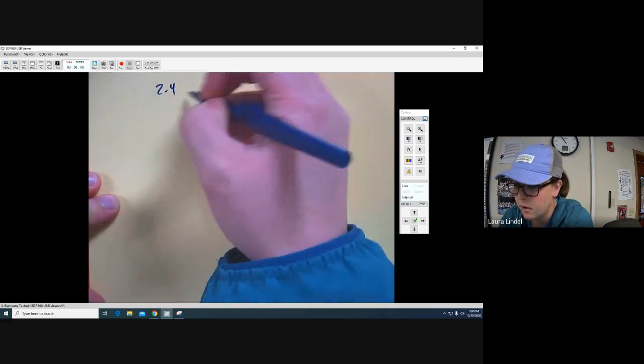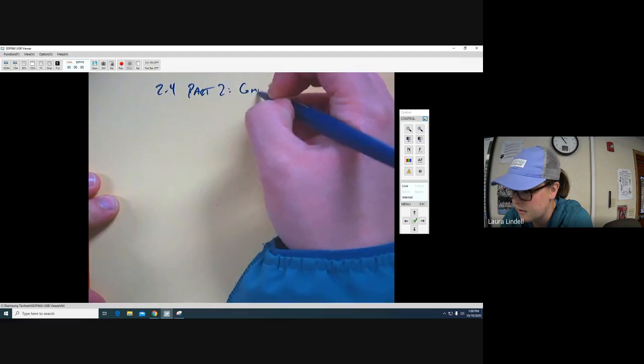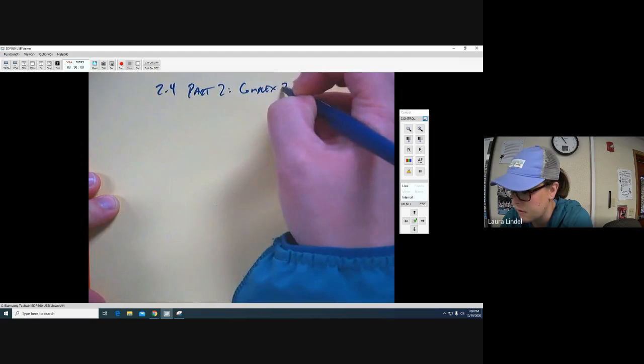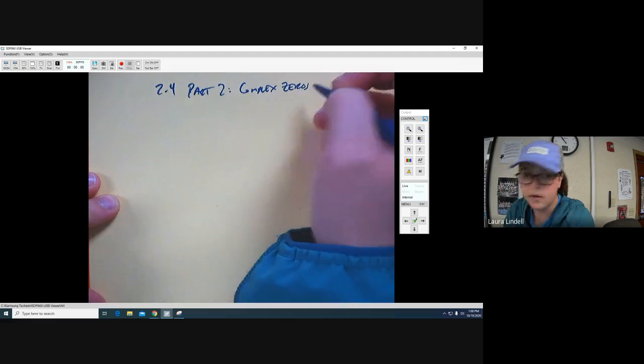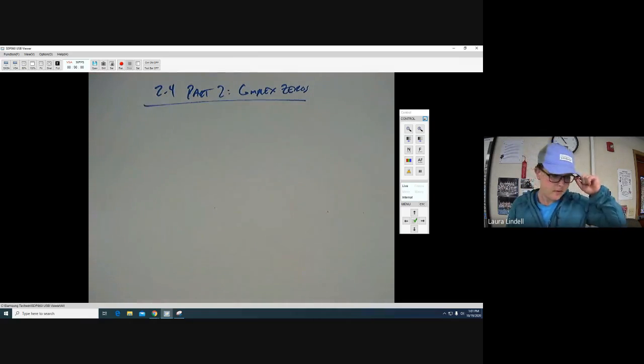2.4, part 2. Complex zeros. Okay. So remembering what a complex number is first, a complex number is anything involving i, the imaginary number, which is the square root of -1. So anything involving i is going to be a complex root or a complex zero.